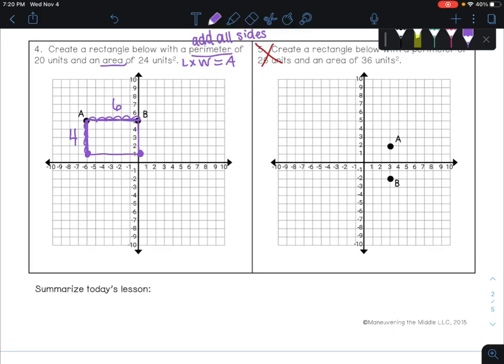And it's a rectangle. So here's our point C and our point D. We can double check that it worked. So if we do 4 plus 6 plus 4 plus 6, that is going to work out to be 20. 6 times 4 is 24, so this worked out.